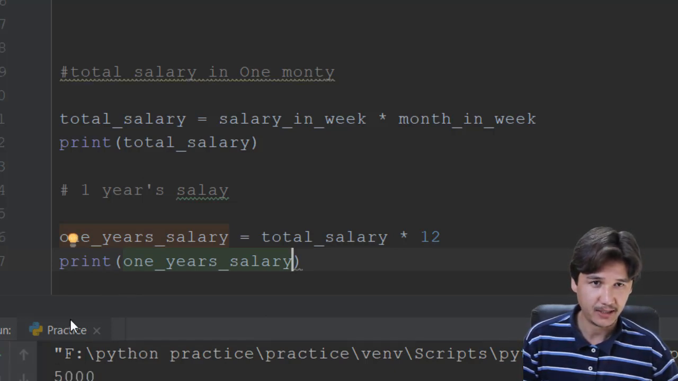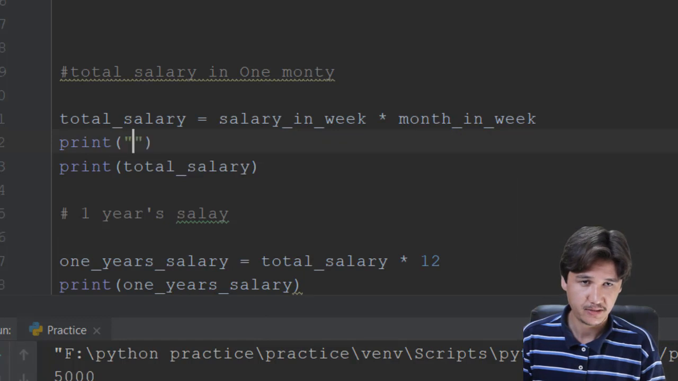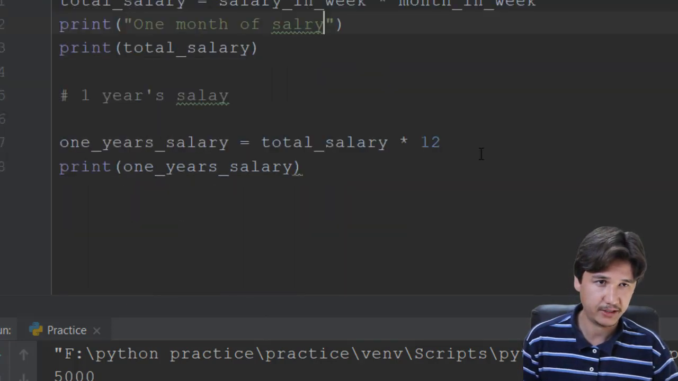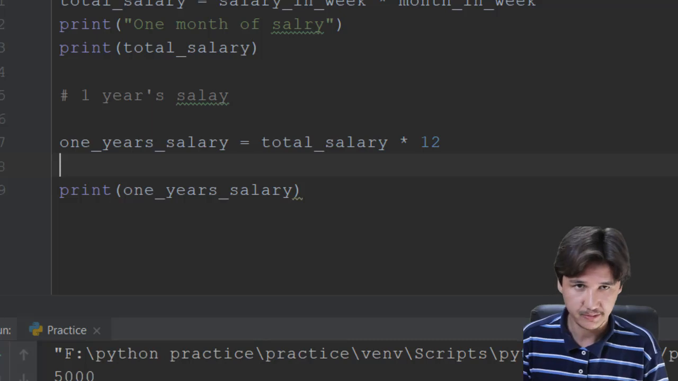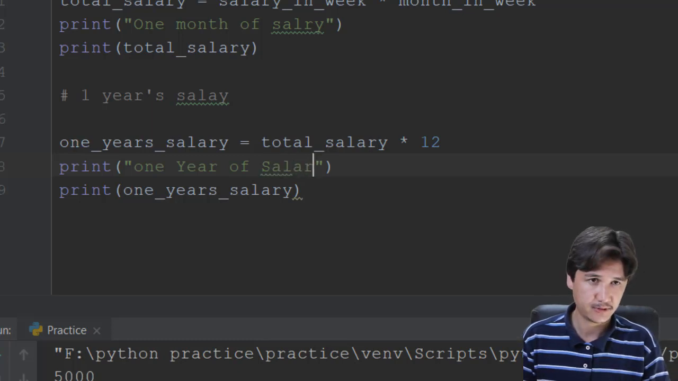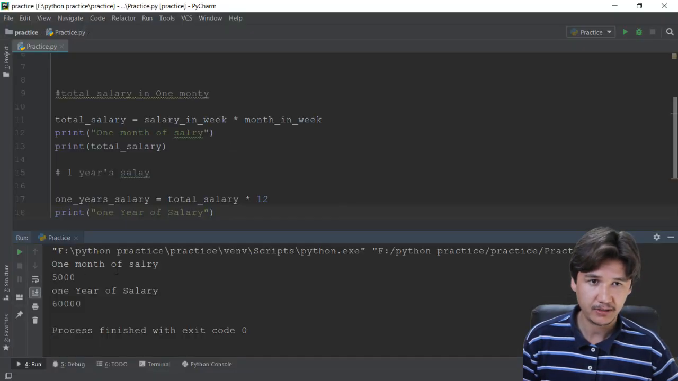Now in 1 month, let me just write here as well, print 1 month of salary, and we are going to write print here as well, 1 year of salary. Now let me just print that. Okay, we have 1 month of salary which is $5,000, and we have 1 year salary which is $60,000.